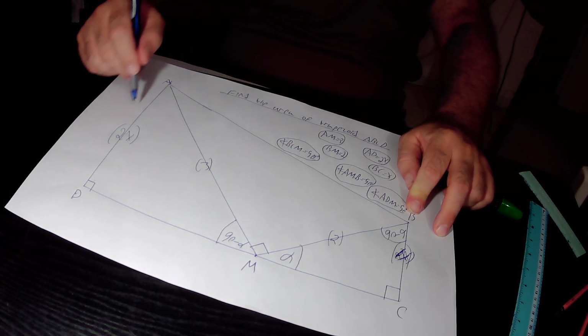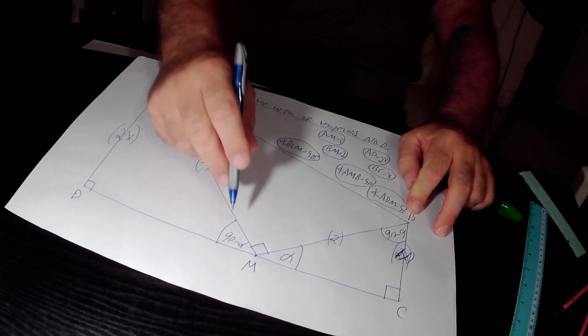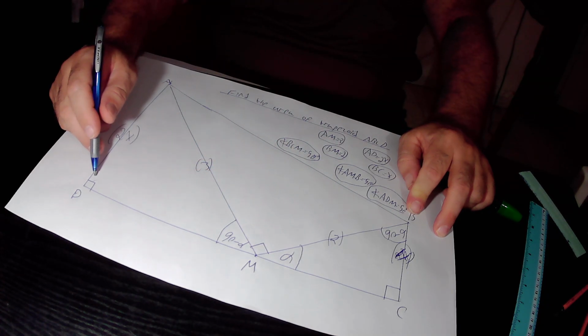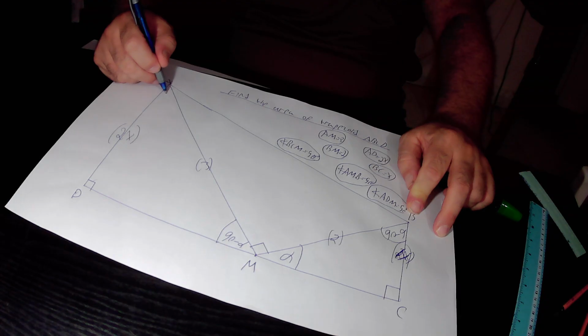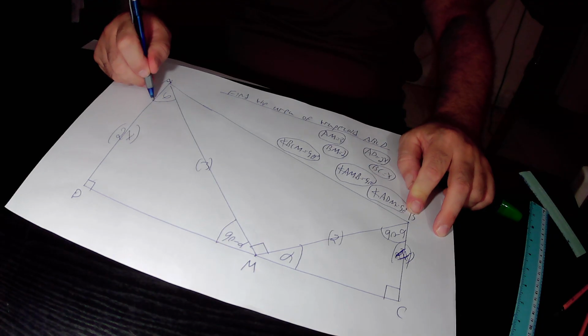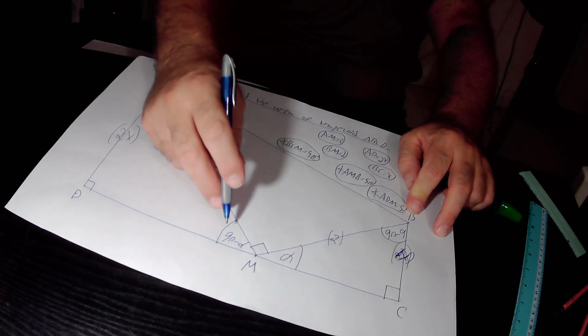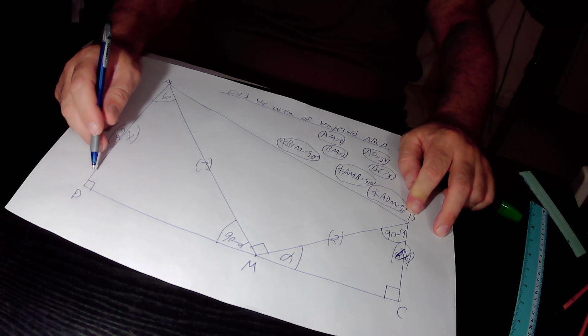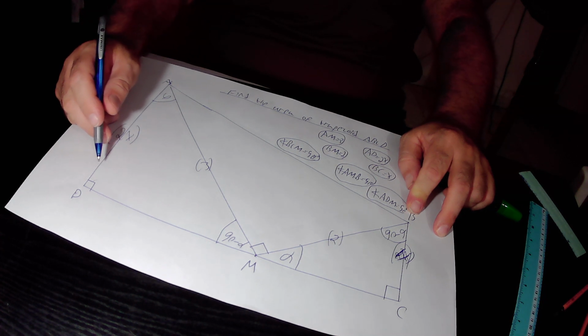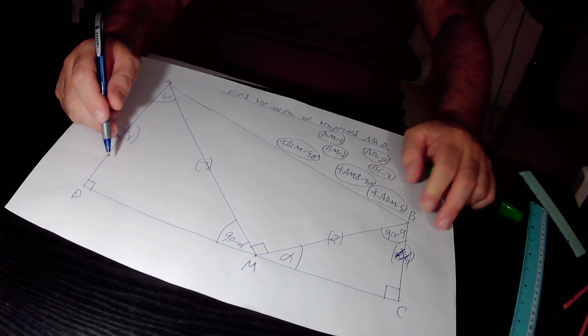So in the right big triangle ADM, this angle equals 90 degrees minus alpha, and this angle equals 90 degrees. Therefore, this third missing angle must be equal to alpha. Why? Because alpha plus 90 degrees minus alpha is 90 degrees, and 90 degrees plus 90 degrees is equal to 180 degrees. That is the sum of the angles in any triangle.